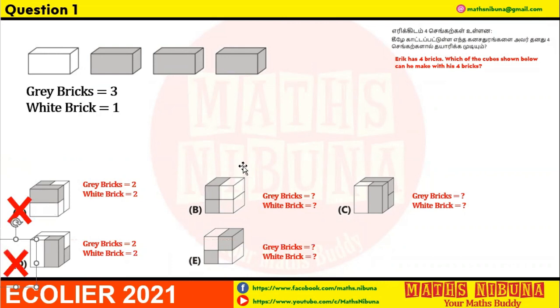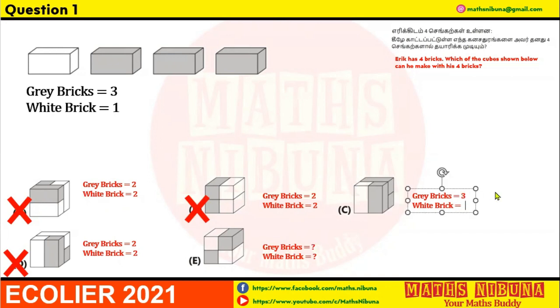D also cannot. Now look at B. B is also the same. We have 2 gray, 2 white. That means B is not the answer. Look at C. In C we have 3 gray: 1, 2, 3. We have 3 grays, and then we have 1 white. So there's a possibility. Yes, C is the correct answer.